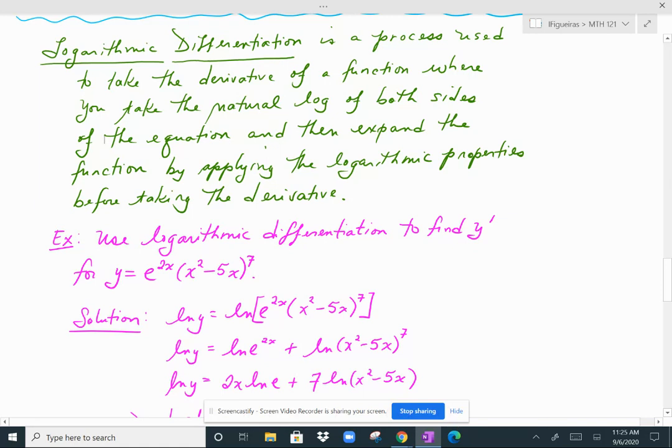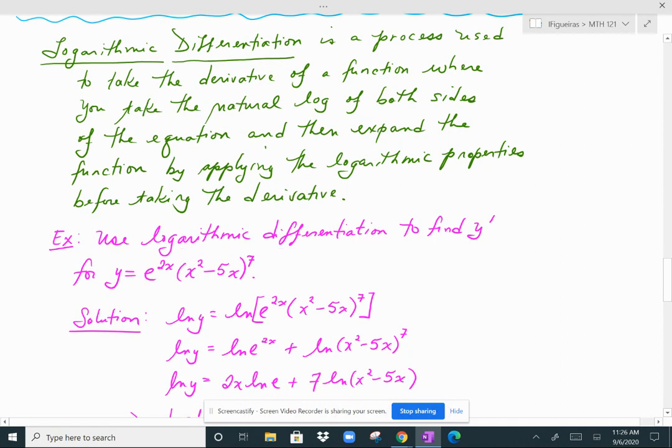All right, so first let's talk about what you would do if you didn't use logarithmic differentiation. If I had to take the derivative of this, I would have to use product rule because I have e to the 2x times (x squared minus 5x) to the 7th power. Within product rule, I would have to apply chain rule to the e to the 2x, that's a composite, and I would have to apply chain rule to the (x squared minus 5x) to the 7th power. So it would be product rule and chain rule within product rule. And you would get the same answer I'm going to get with this logarithmic differentiation technique.